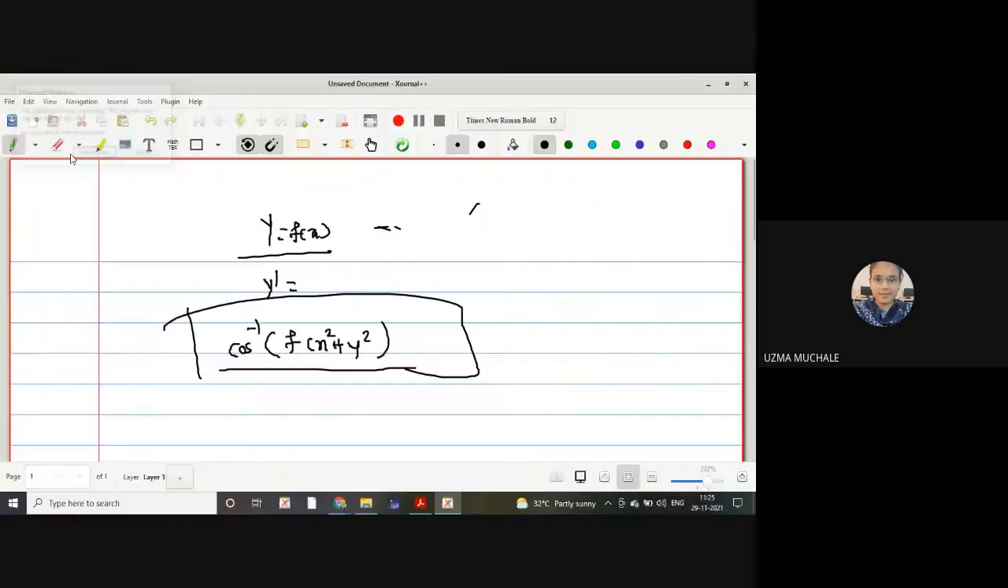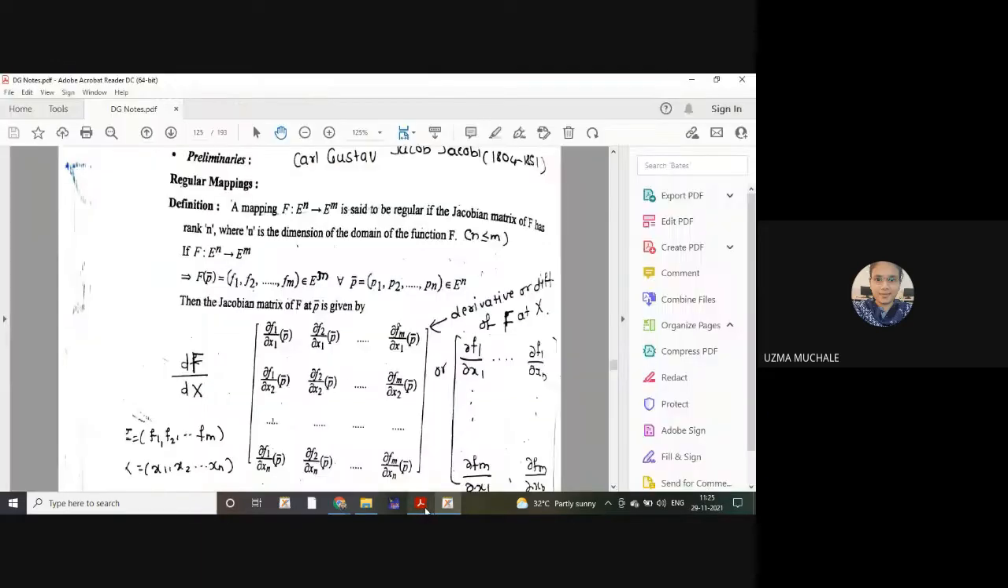So you have to go through that, and then see in detail how the Jacobian is defined. Now let us come back to our point here. Given that f is a mapping from En to En, it is said to be regular if the Jacobian matrix of f has a rank n, which is nothing but the dimension of the domain of our function.